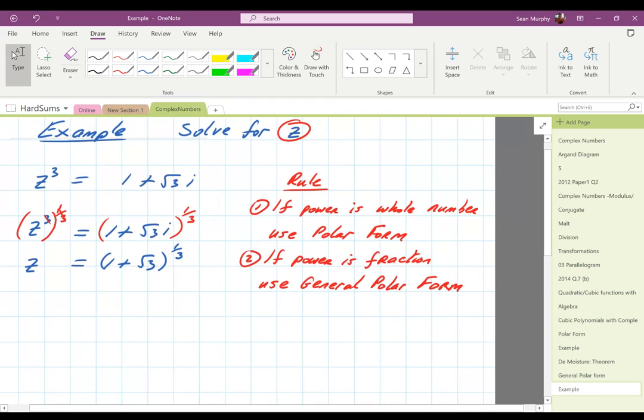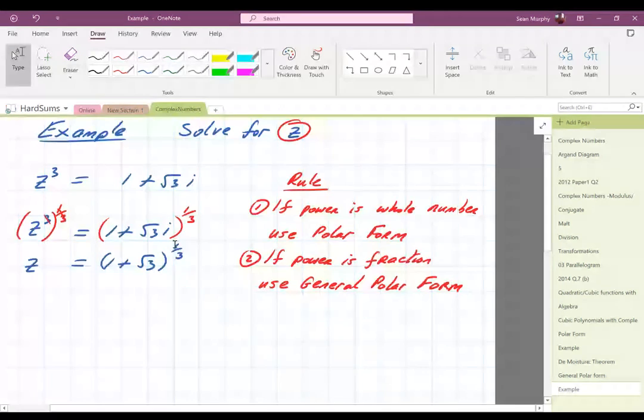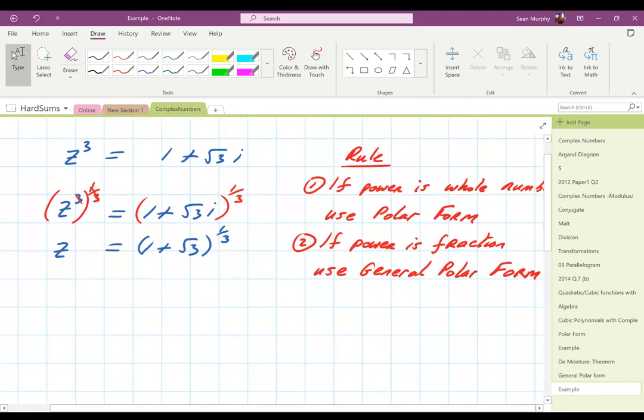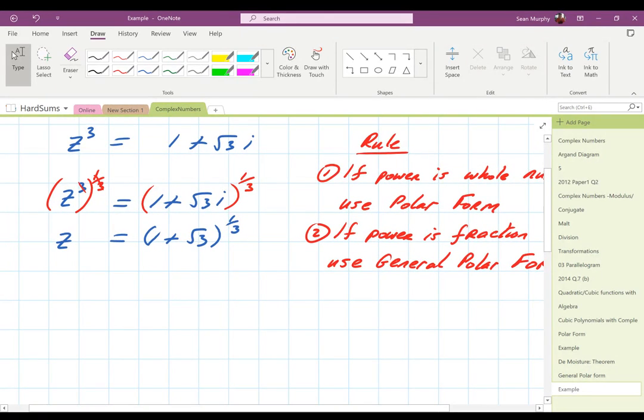It's all about, on the right hand side, whether the power is a fraction or a whole number. So in this case, even though it started off on the left hand side as a whole number, what's important is how it ends up on the right hand side. And on the right hand side is a fraction, therefore we're going to use general polar form here. So now that you've got it written like this, we'll go through the steps.